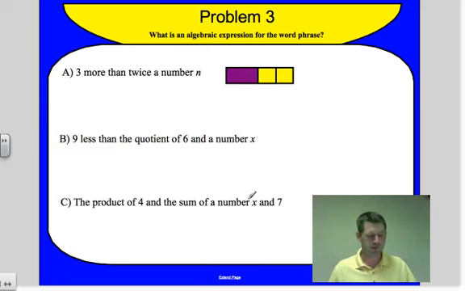Okay, problem number 3 here. What is an algebraic expression for the word phrase 3 more than twice a number n? Okay, 3 more than twice a number n. You have 3, which we're going to put in here, and it's more than twice a number n. So you notice I got 2 little yellow boxes here. Well, that's going to be our n's. Okay, so we got 2 of them.